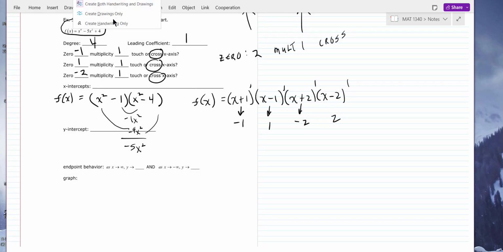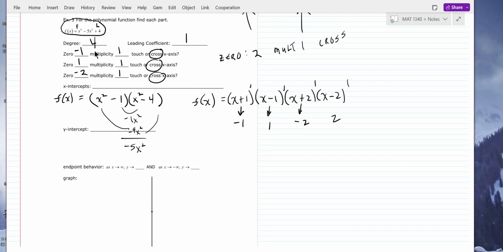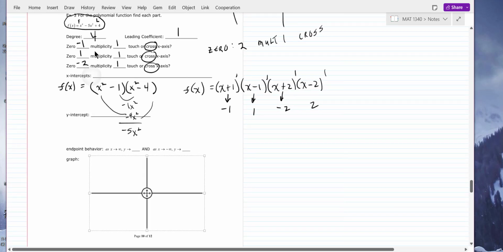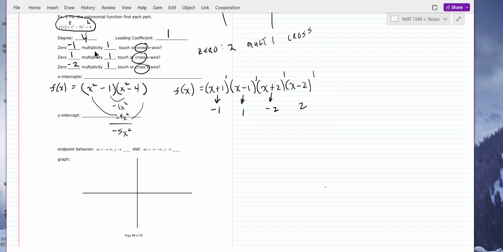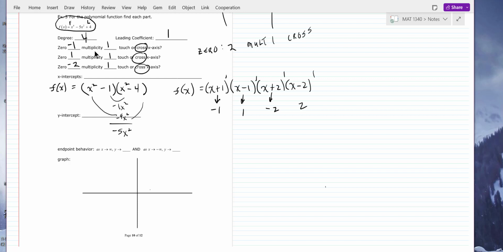Okay, so when we go down to creating our graph now, you want to just draw yourself a graph, and then we'll begin to put this all together like this. So our zeros we had on this were negative 1, 1, negative 2, and 2. So we'll just kind of put in the 2 and the negative 2. We need to get the y-intercept also. I forgot about the y-intercept.